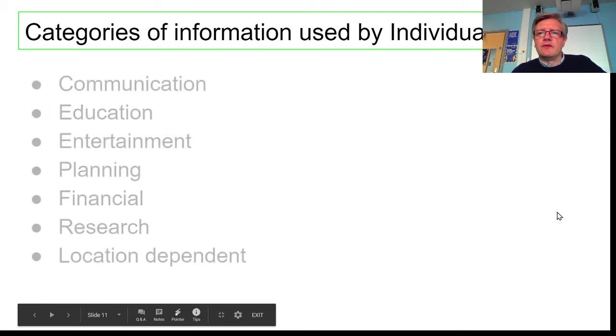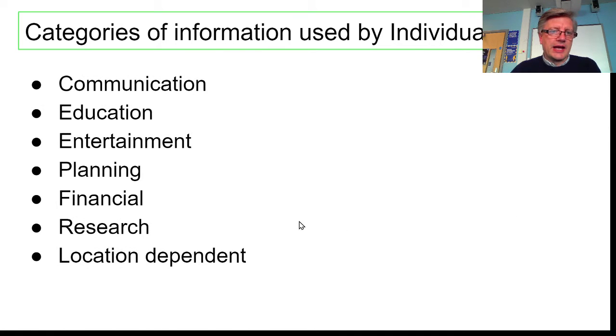So information used by individuals includes things like this specific list here from the specification. If we think about communication, text messages that you send to each other all the time, emails that you might send to an employer or a lecturer or a friend, a family member. It could be Instagramming pictures to people on the other side of the world. So a category of information used by individuals is communication, the things we do every day with our smartphones.